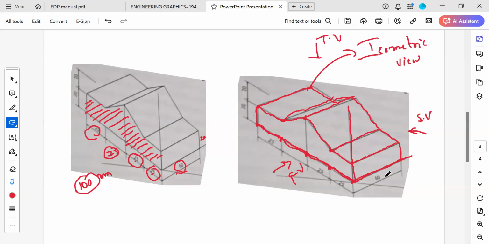So these are the dimensions. By using the dimensions, we can place this dimension, this dimension, and this one, and 20 and 20. So this height is 40, that is 20 plus 20. Like that, we can make the dimensioning also. I hope you understand this problem.